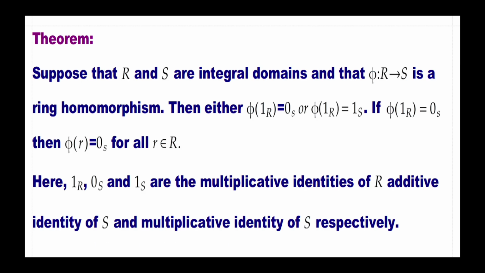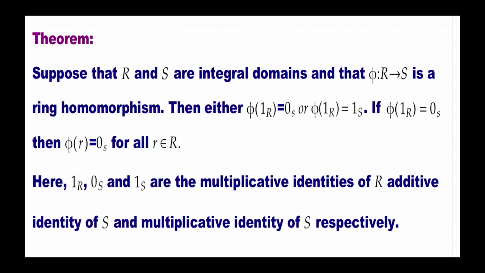The next theorem states that suppose R and S are integral domains and that phi from R to S is a ring homomorphism. Then either phi of 1R equals 0S or phi of 1R equals 1S. If phi of 1R equals 0S, then phi of r equals 0S for all r belonging to R. Here 1R, 0S and 1S are the multiplicative identity of R, the additive identity of S and the multiplicative identity of S respectively.